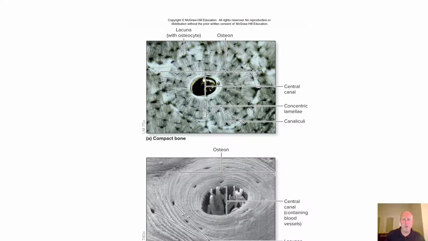Seeing our compact bone, seeing our lacunae. Basically this looks like a bullseye, with the target in the middle. But these osteocytes, with the osteocyte right there, and the osteon is this whole space throughout. The central canal space here, concentric lamellae, and the canaliculi right in here.